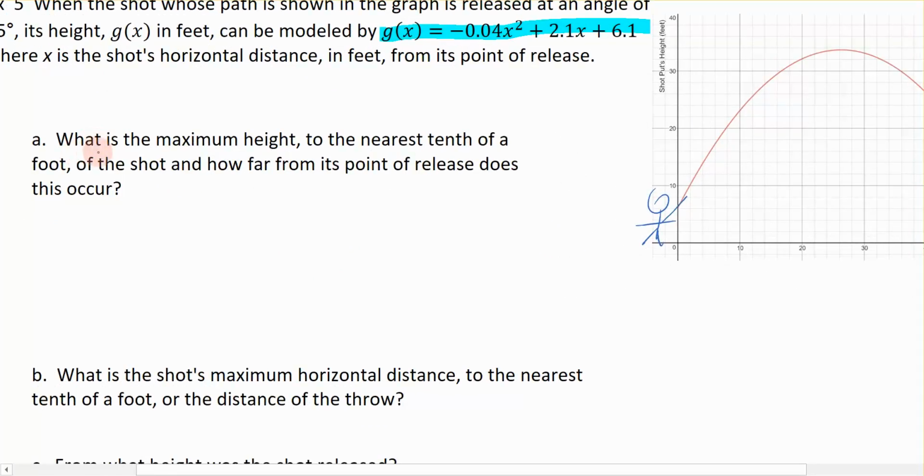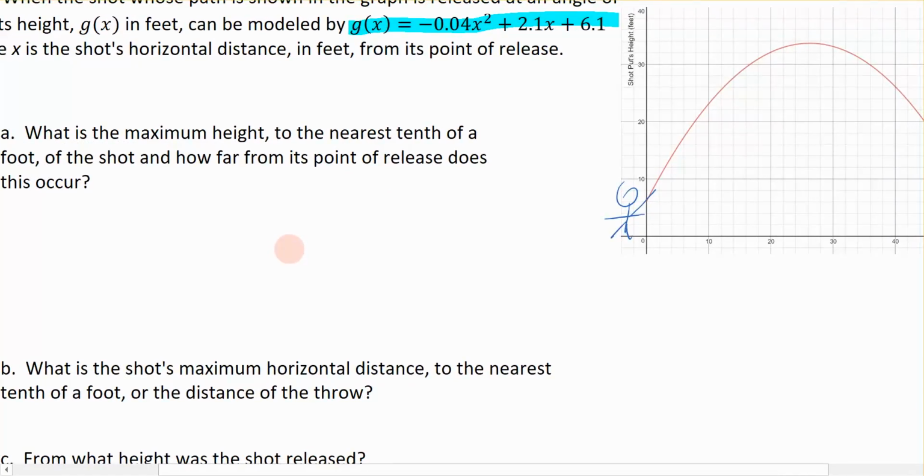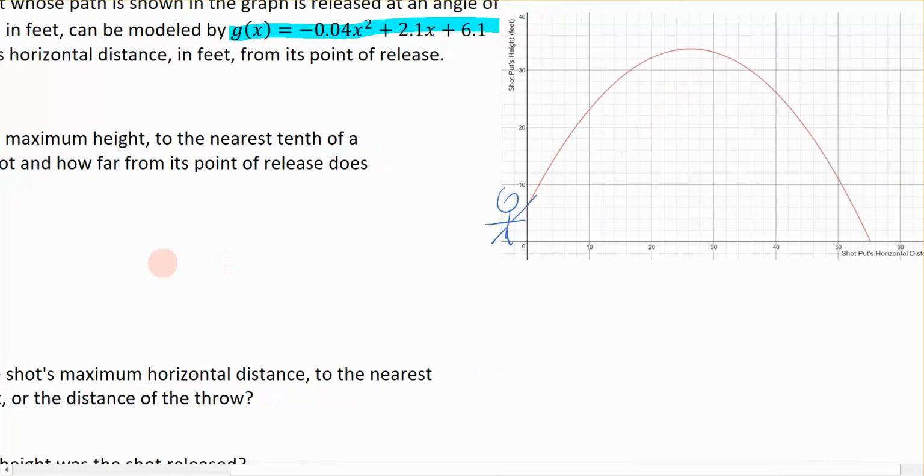Now this question, letter A, says, we want to know what is the maximum height to the nearest tenth of a foot that the shot put gets, and how far is that from its release point? So what is the maximum height and how far is that away from the release point?